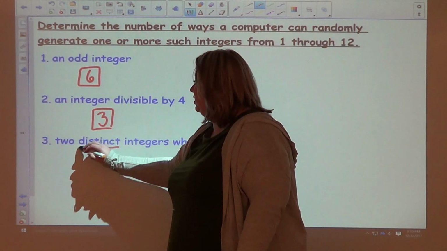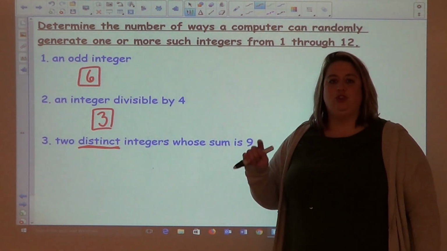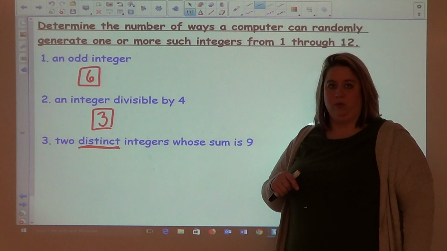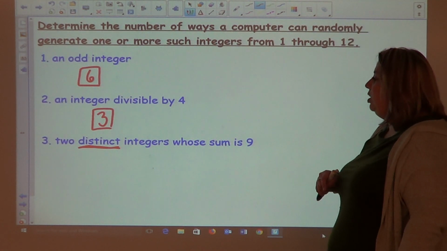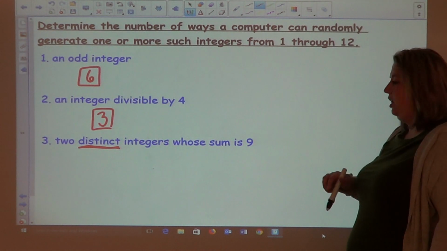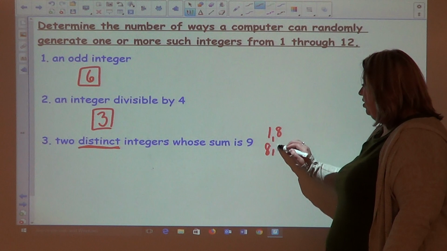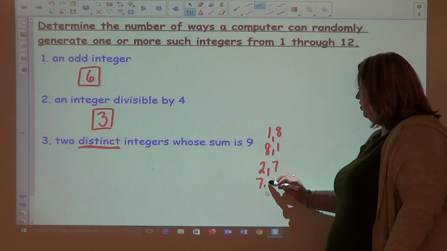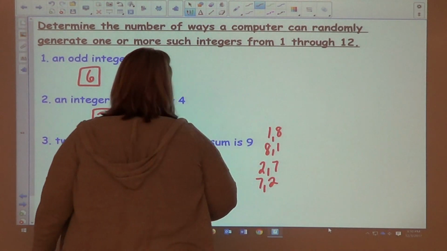Okay, distinct. Distinct means different. So if I say 2 plus 3, that's different than 3 plus 2. Only when you see the word distinct. So if I'm trying to find how many ways the sum is 9, 1 and 8 is different than 8 and 1. 2 and 7 is different than 7 and 2. So I want to figure out how many ways can I take 2 numbers and add them to get 9.